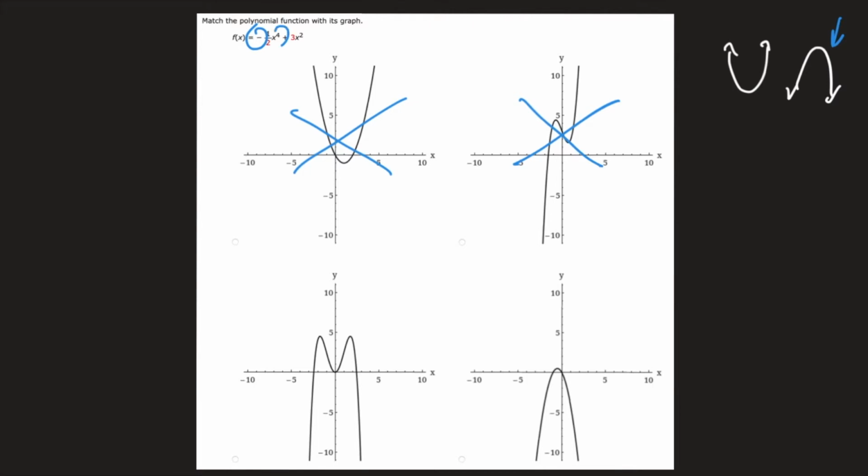Since the degree of this function is 4, it means that we will have one less turning point than its degree. So since the degree is 4, it's going to have 3 turning points. Notice one turning point, second turning point, and third in this function, whereas this one only has one turning point. Therefore, our answer has to be here.